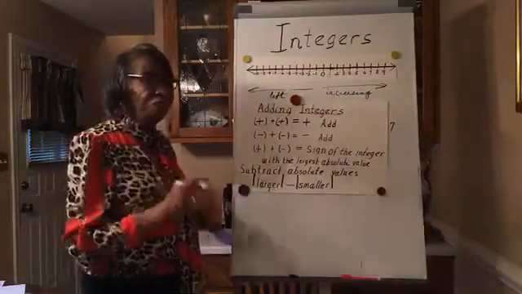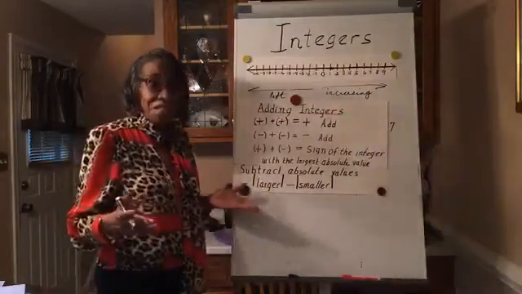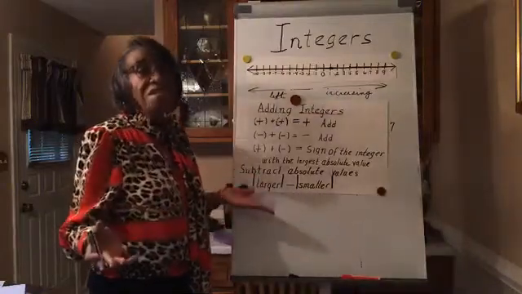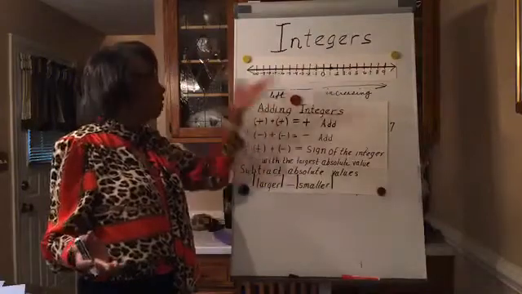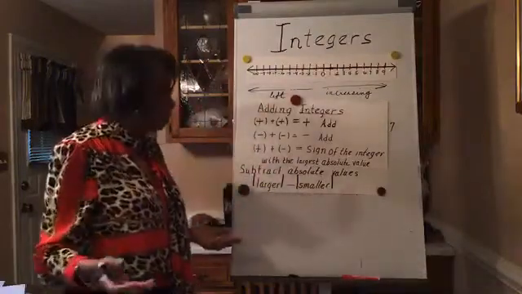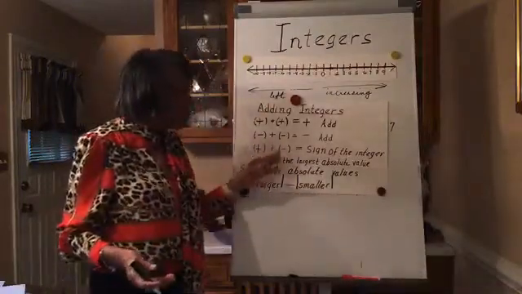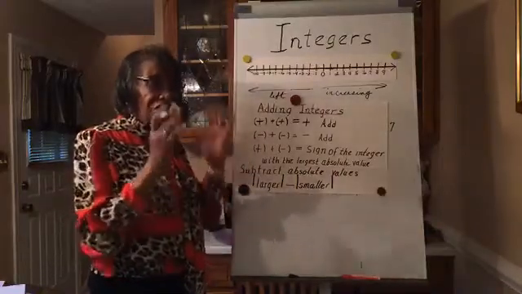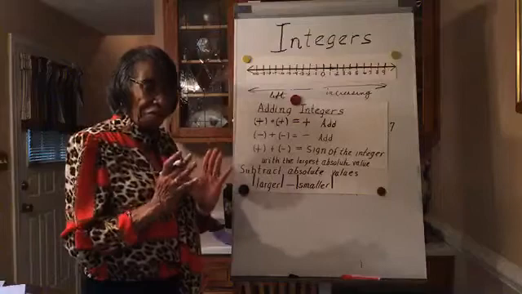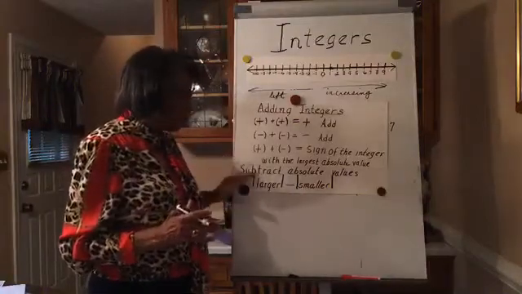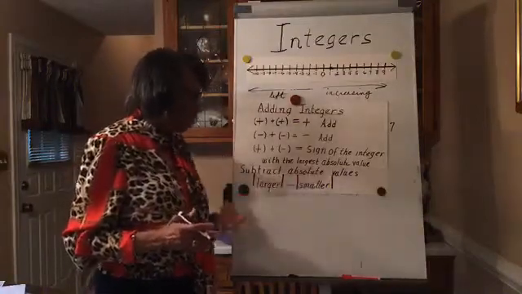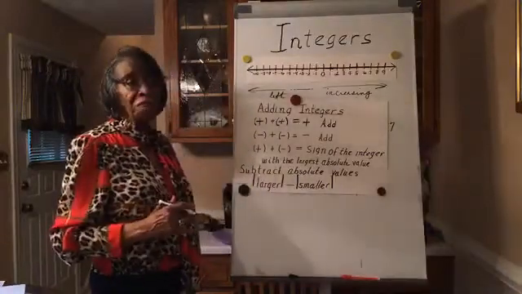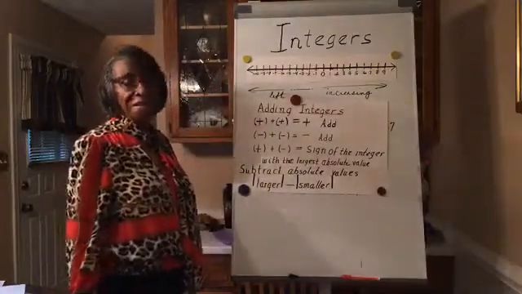Remember, adding two positives, you get a positive, and it's just the sum of the numbers. Adding two negatives, its answer is negative, of course, because you went all the way into only negatives. But when you have a positive and a negative, the sign is the sign of the integer that has a larger absolute value. And you subtract the absolute values, the larger absolute value minus the smaller. How simple can that get?